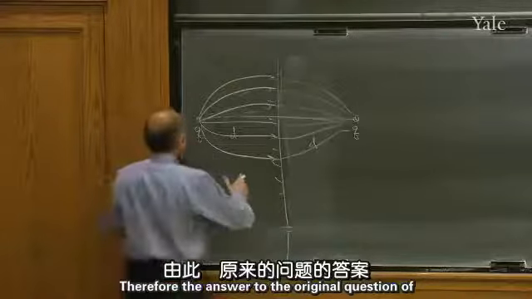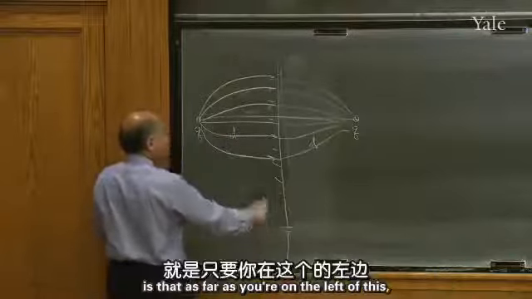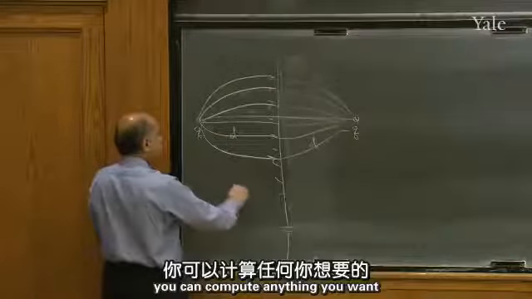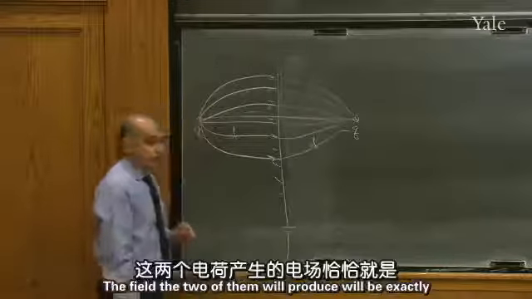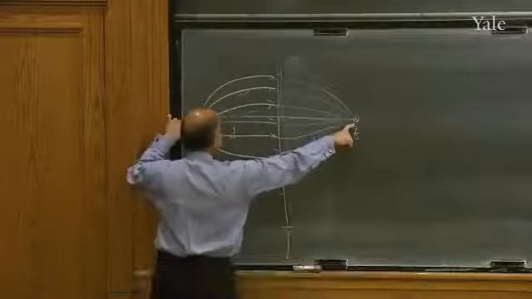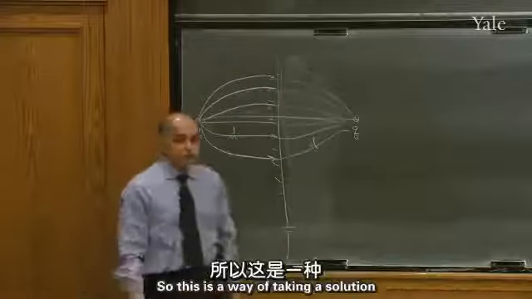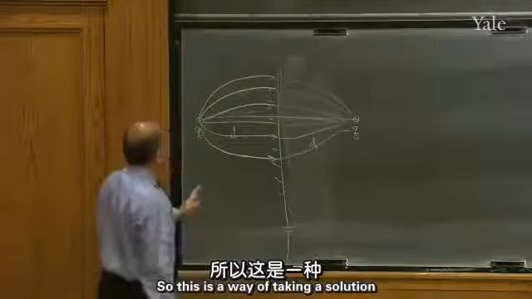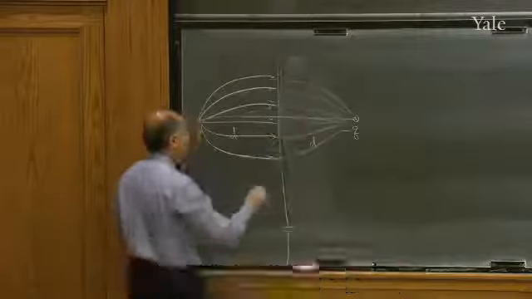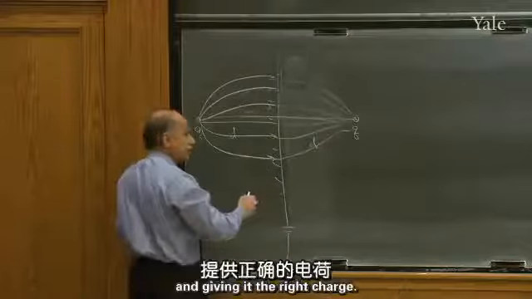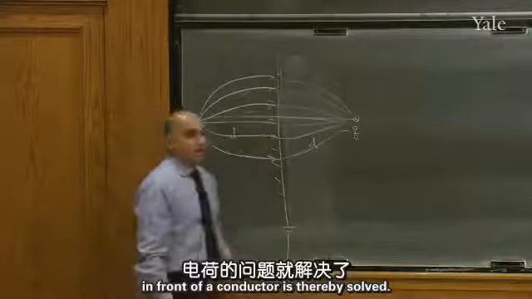Therefore, the answer to the original question of what happens when you put a Q in front of an infinite plane is that as far as you're on the left of this, you can compute anything you want by taking Q and the image charge minus Q. The field the two of them will produce will be exactly the field this guy and all these charges, induced charges, will produce. So this is a way of taking a solution for a simple problem with an equipotential, sticking a conductor into the equipotential, and giving it the right charge, then the problem of a charge in front of a conductor is thereby solved.